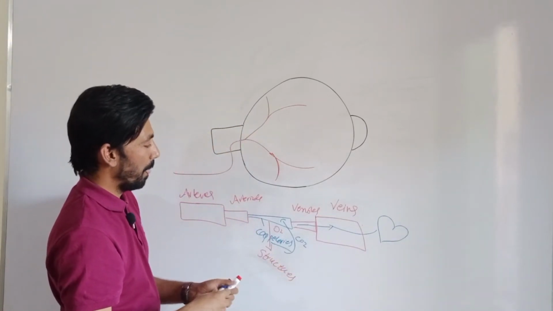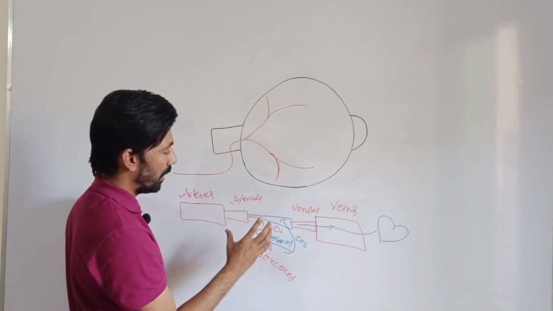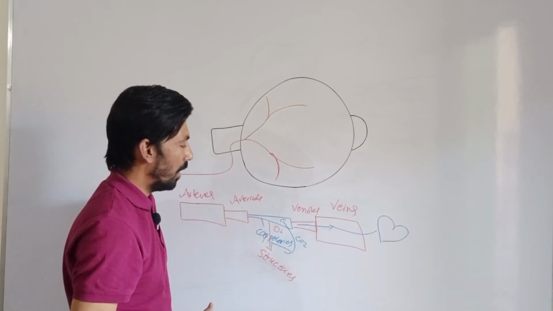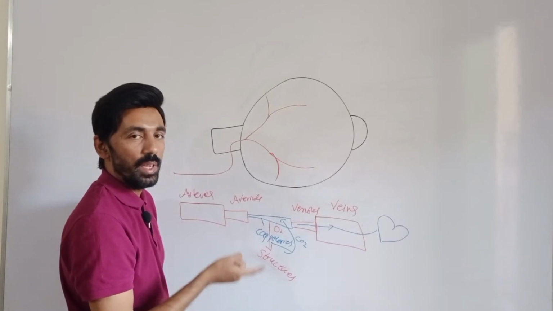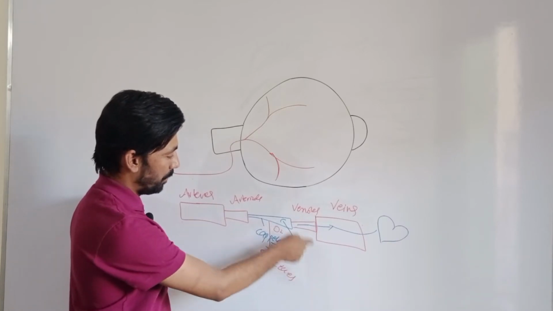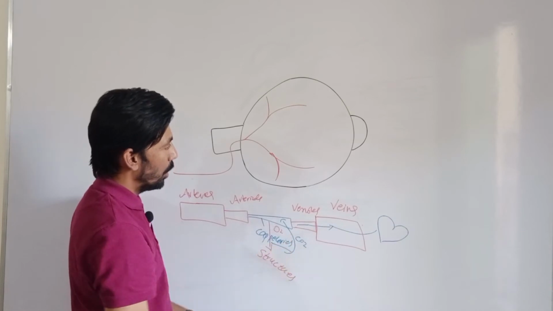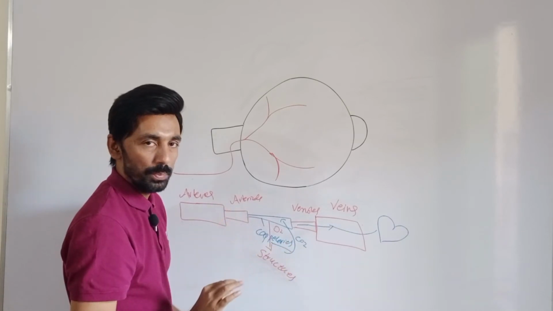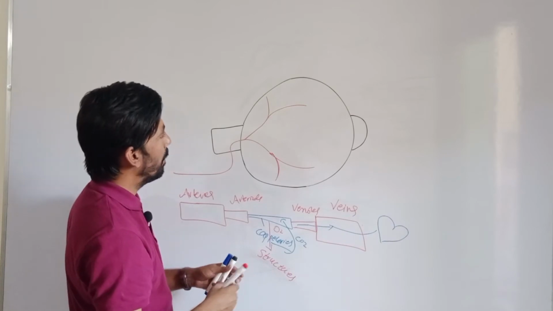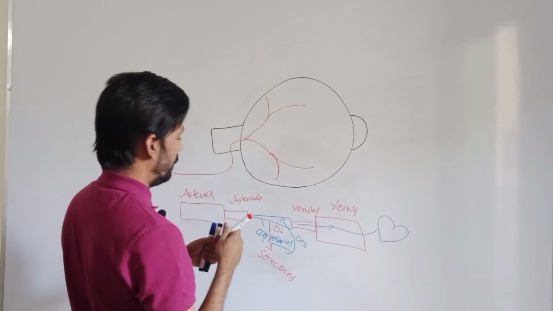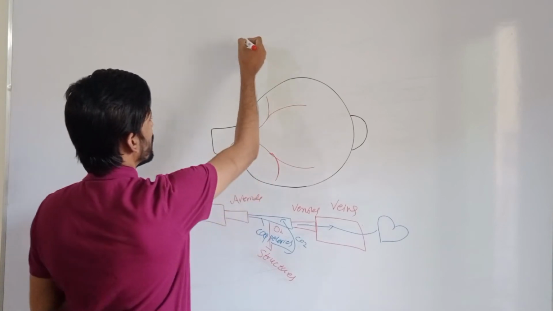So what about the inner blood retinal barrier? I will say that the inner blood retinal barrier is actually at the level of capillaries here, right? They are too small to show, so I'll make a bigger capillary over here. Suppose this is a capillary.